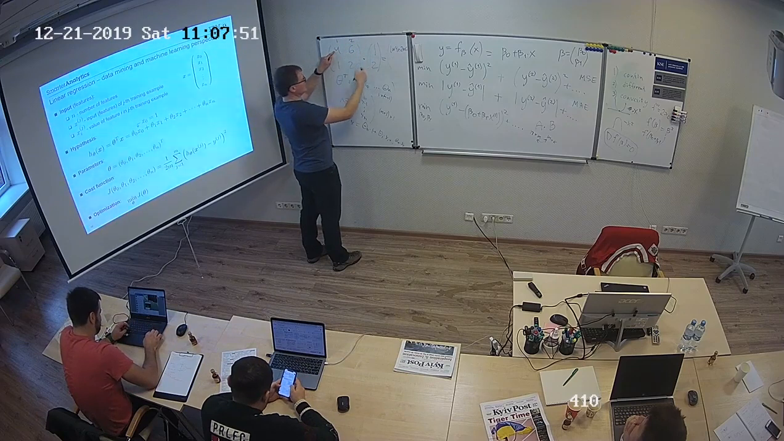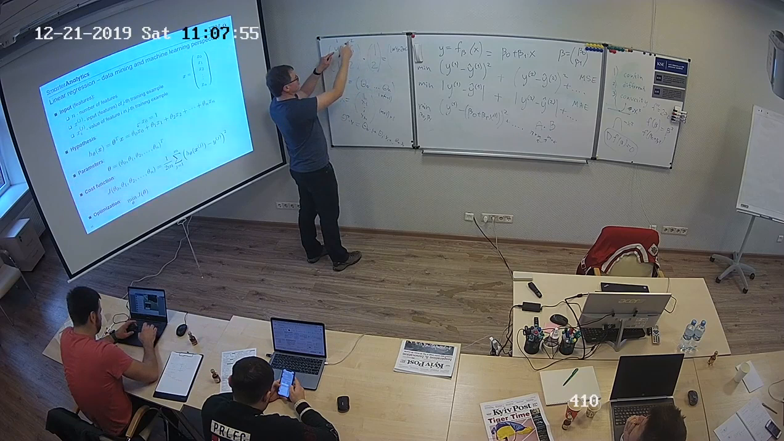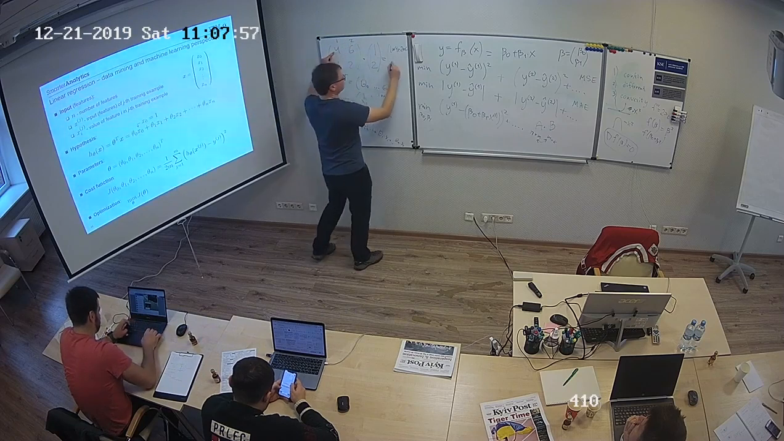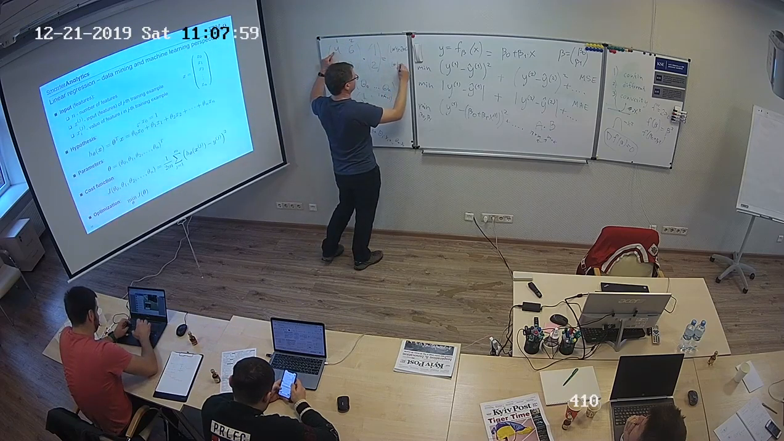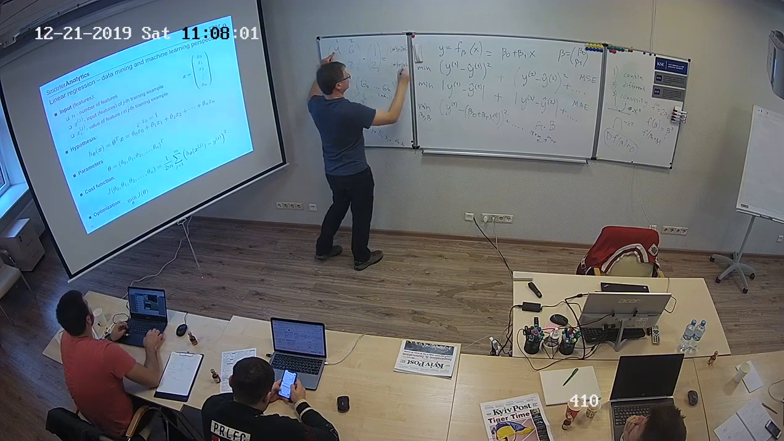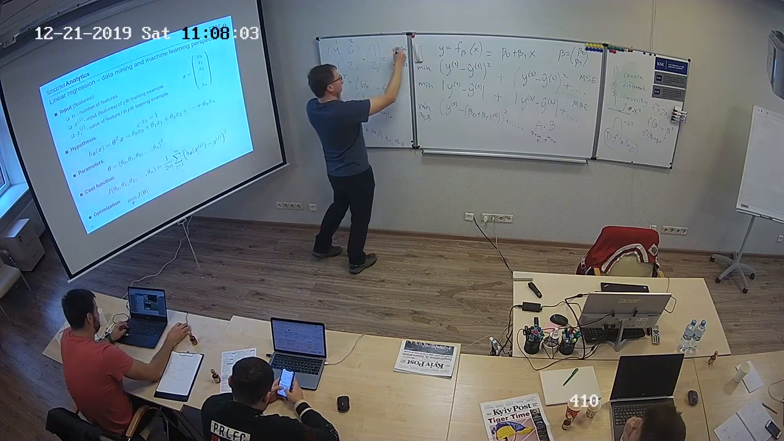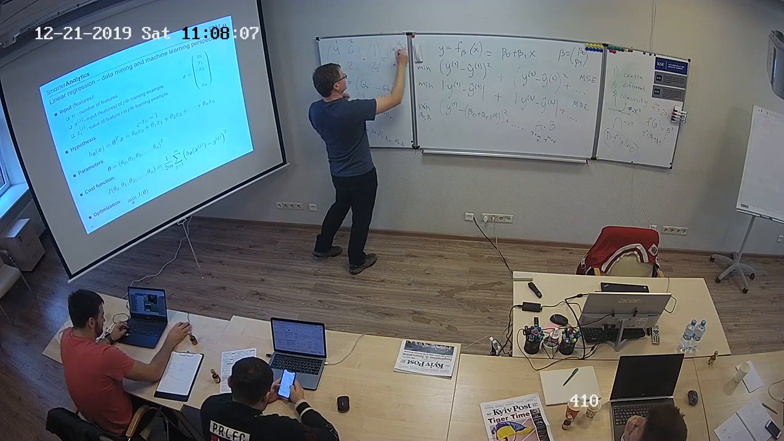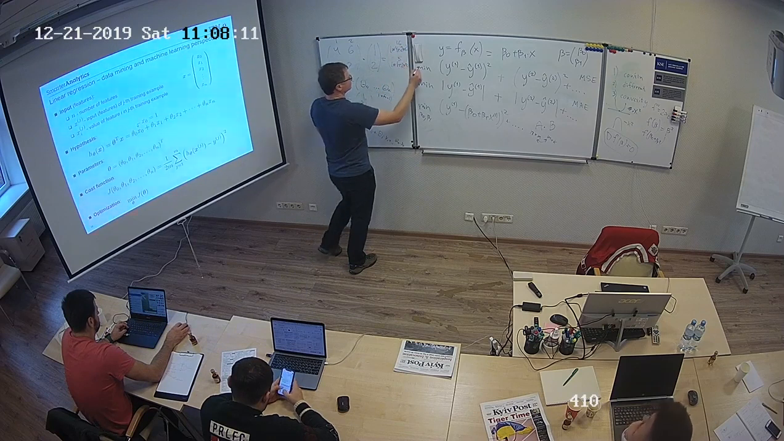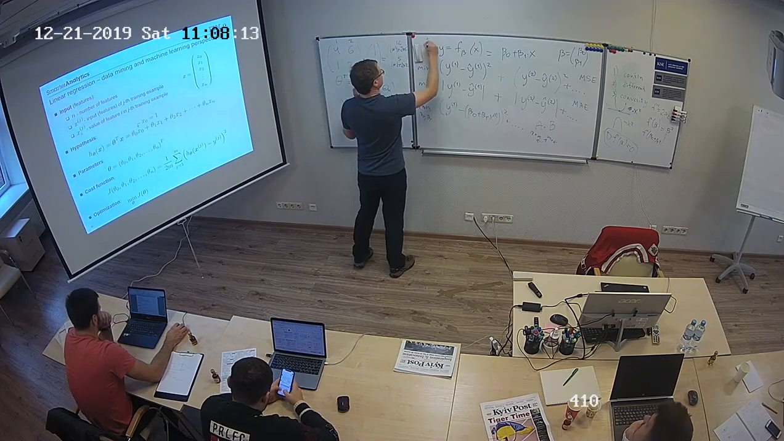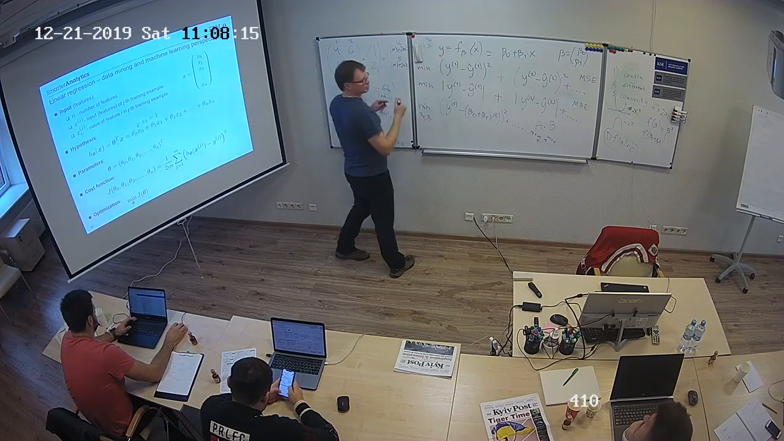After that, you do the same for the second coordinate: 1 multiplied by 1 plus 2 multiplied by 2. That's it, and you got your result. Here it's 4 plus 12, 16, and here it's 1 plus 4, 5. So the resulting vector is 16, 5.